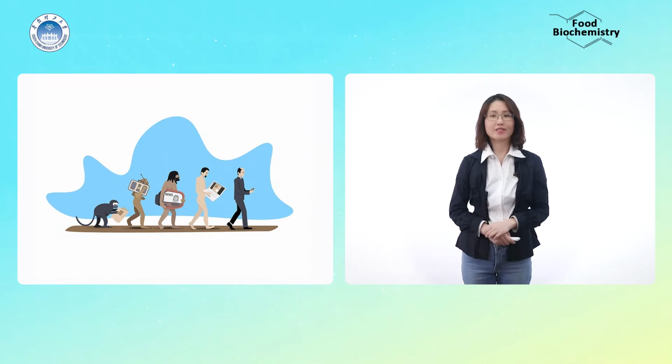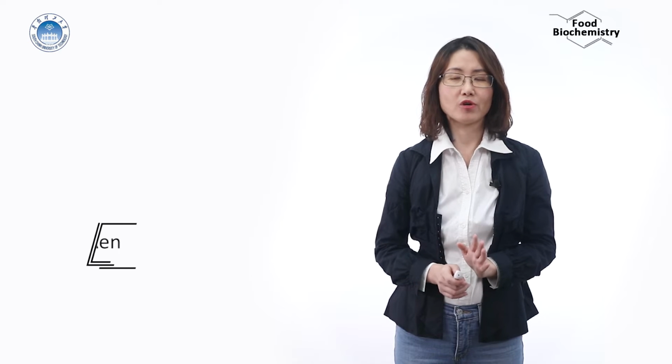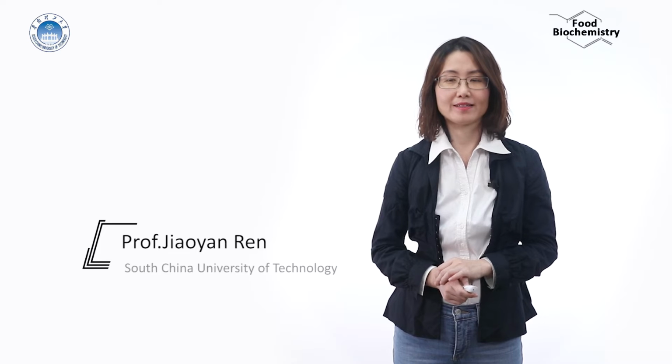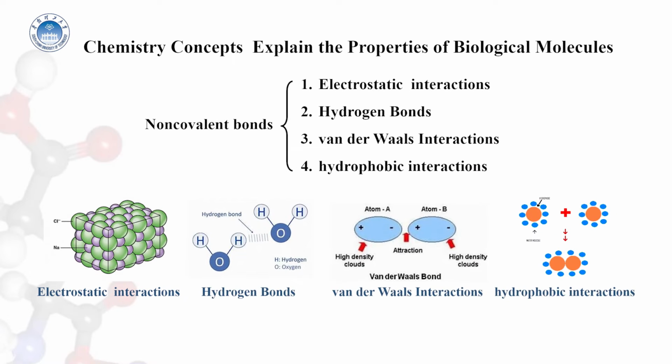Hi, let's continue the introduction about the properties of biological molecules. So we have known about covalent bonds, and in this section, we will learn about non-covalent bonds. Non-covalent bonds are weaker than covalent bonds, but are crucial for biochemical processes, such as the formation of a double helix. Four fundamental non-covalent bond types are electrostatic interactions, hydrogen bonds, van der Waals interactions, and hydrophobic interactions.